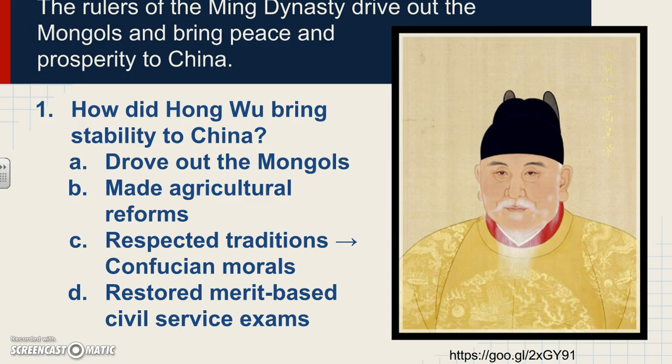When he brought back merit-based civil service exams, basically what that meant is that the smartest people, the ones that studied the hardest and had the best understanding, they were the ones that would get those positions. And when you have the smartest people making decisions, it's going to help you bring stability and prosperity back to China.